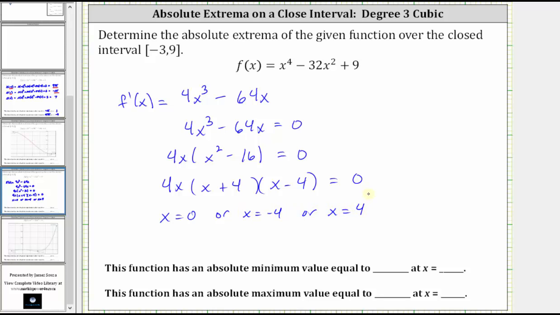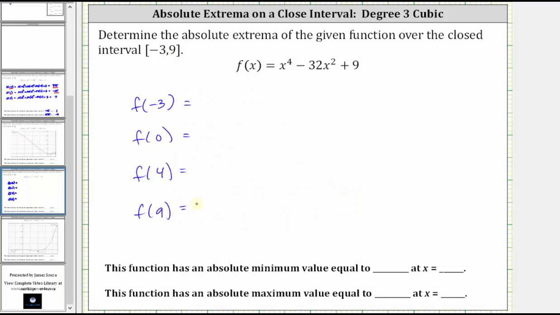Now check to make sure all these critical numbers are in the interval from -3 to +9. Well, 0 is in the interval, but notice how -4 is not in the interval, so we are not going to evaluate the original function at x equals -4. So we do have to be careful to make sure the critical numbers are in the given interval, and 4 is in the interval. Now we need to find the function values, f of -3, f of 0, f of 4, and f of 9. Let's do this on the next slide.